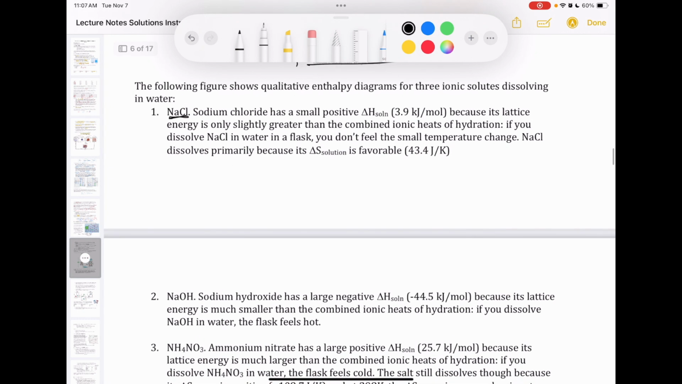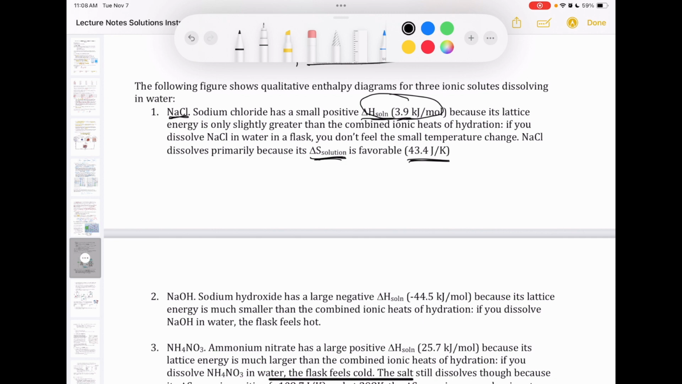NaCl, which is sodium chloride, ends up having a pretty small delta H of solution. Okay, it's positive, but it's fairly small. Even with a positive delta H of solution, when we take NaCl and mix it in water, it still dissolves pretty easily. And that's really because of the entropy factor, right? The entropy is really favorable. You can actually calculate it if you have a thermodynamic value table, like the one that we've been using, and I found that that number is positive 43.4 joules per Kelvin. So because the entropy is positive, that's what's making it favorable.